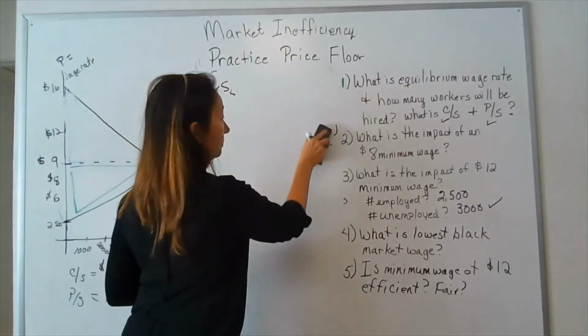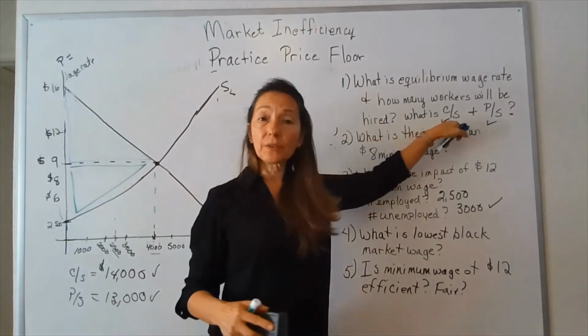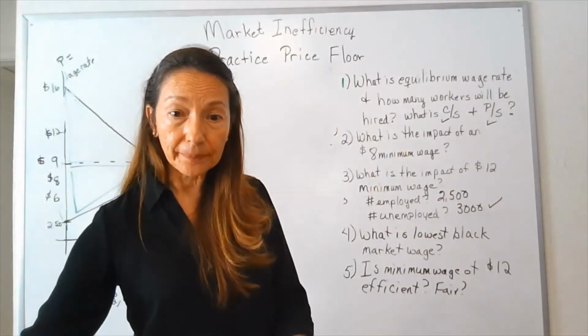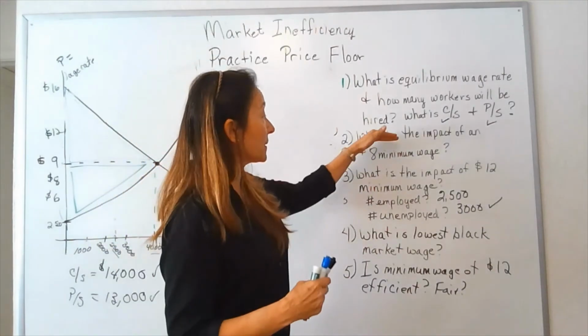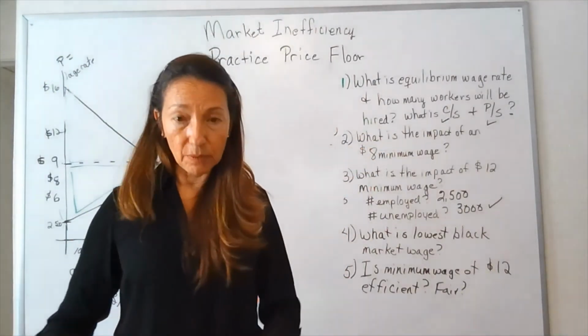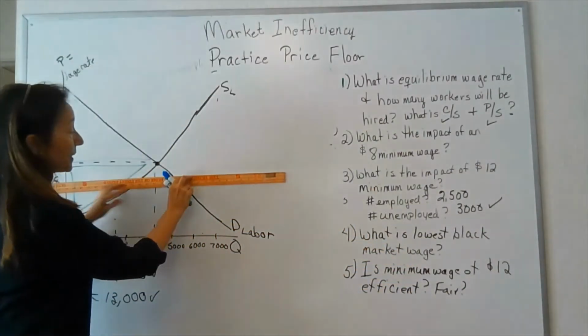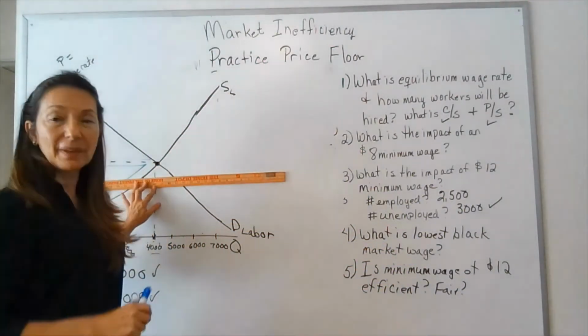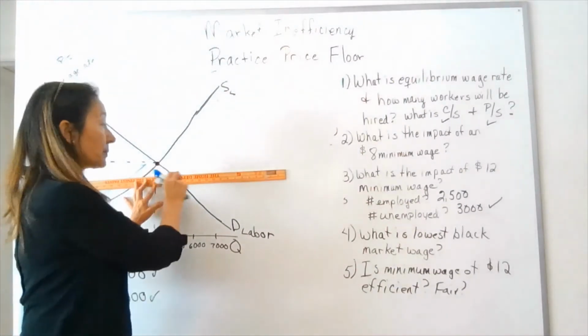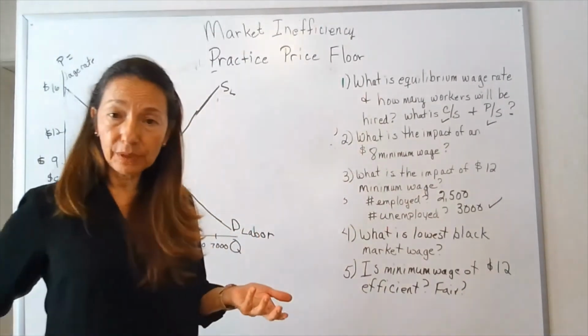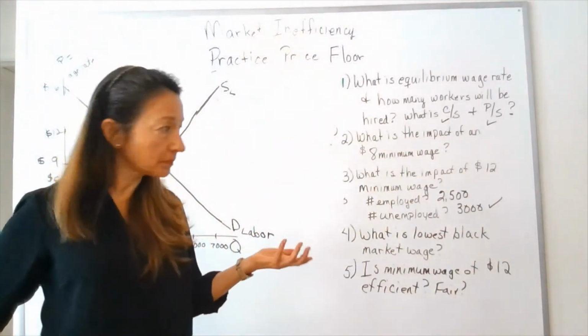Okay, so now we know the value of consumer surplus and producer surplus at our equilibrium wage rate. Now, let's take a look at what is the impact of an $8 an hour minimum wage? Well, if we had a minimum wage of $8, that would be below the equilibrium. That would be less than the equilibrium. So a minimum wage that's below equilibrium doesn't have an impact.